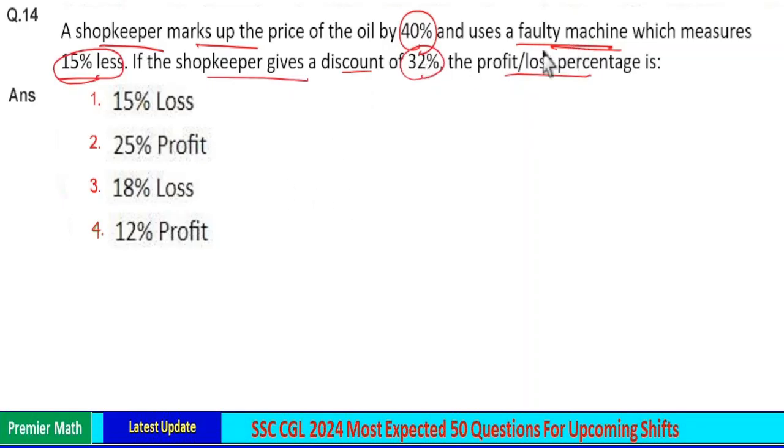Here, whenever you have this faulty machine concept, always use the cost price and sell price ratio because it is the easiest method. Now, shopkeeper marks up the price of oil by 40% means if the oil costs 100 rupees, then he marks it as 140 rupees. Now don't confuse sell price and mark price. This mark price will cancel at the end of this. I will show you at the end.